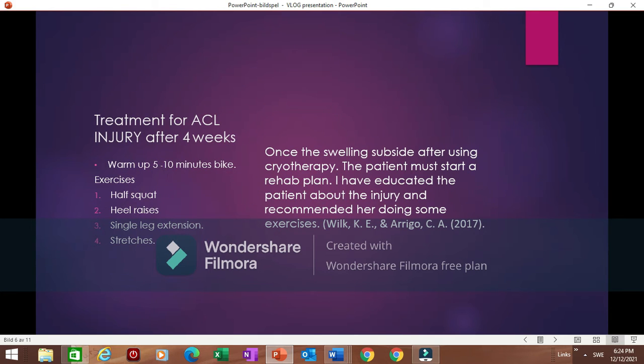So, treatment for ACL injury after 4 weeks. Once the swelling subsides, after using cryotherapy, the patient must start a rehab plan. I have educated my patient about the injury and recommended some exercises. Warm up 5 to 10 minutes on the bike before we start the exercise session. I have chosen half squat, heel raises, single leg extension, and also some stretches after the exercise.